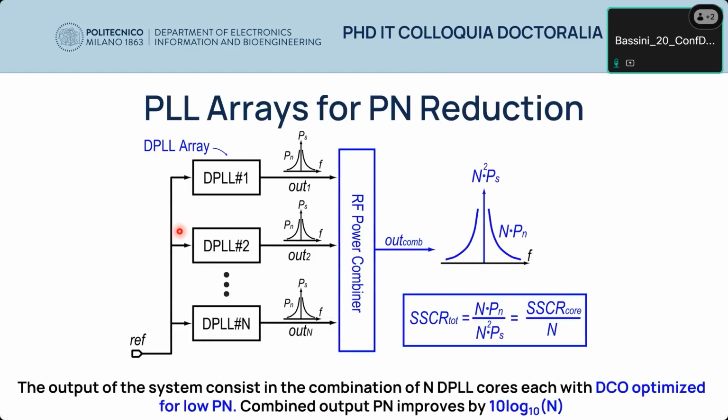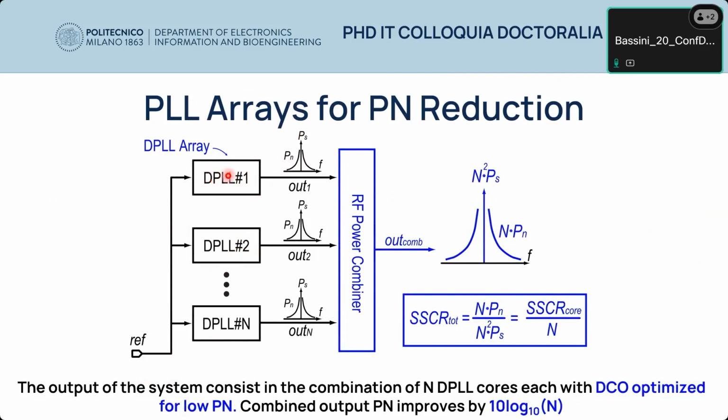Instead of using a multi-core DCO, we consider as the local oscillator output the sum of an array of independent PLLs, each of them connected to the same reference clock. Since all the PLLs are independent, with uncorrelated noise sources, the signal-to-noise ratio at the combined output improves by n, where n is the number of cores employed.